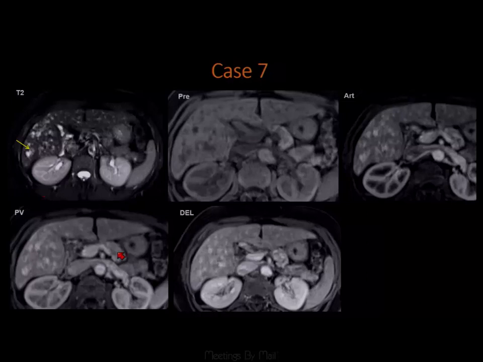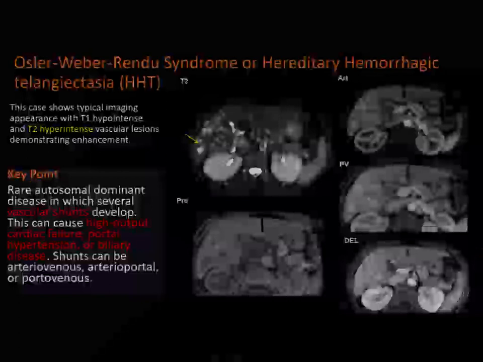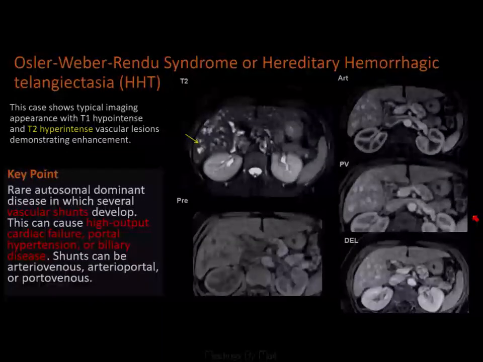All right, case number 7, again we have multiple T2 hyperintense lesions, demonstrating arterial enhancement, which persists on delayed imaging. These are also irregularly shaped, and this is a case of HHT, also known as Osler-Weber-Rendu syndrome. It's a rare autosomal dominant disease where multiple vascular shunts develop. They can cause high output cardiac failure, portal hypertension, and even biliary disease.